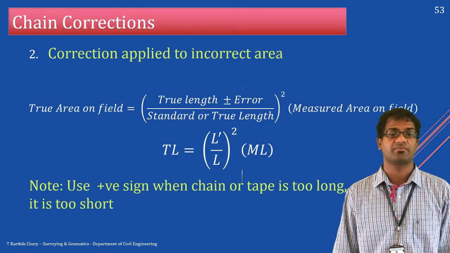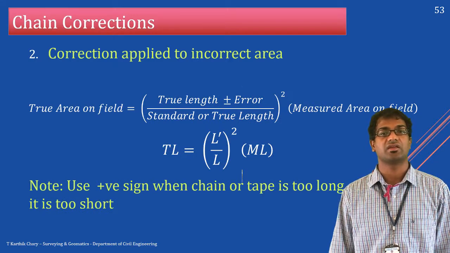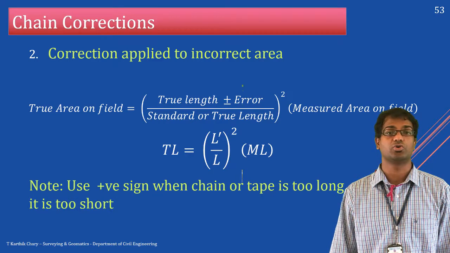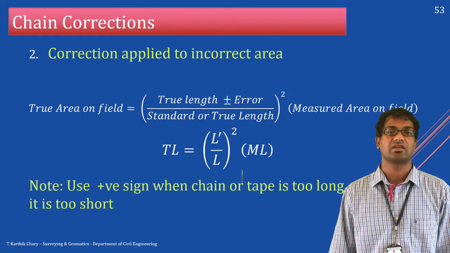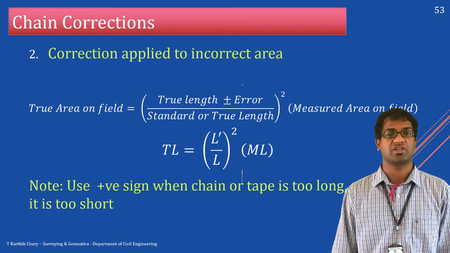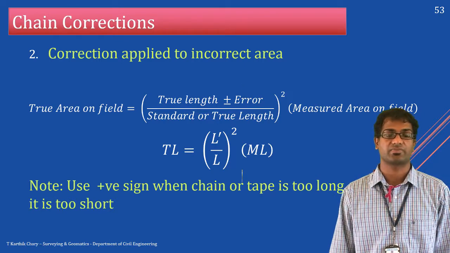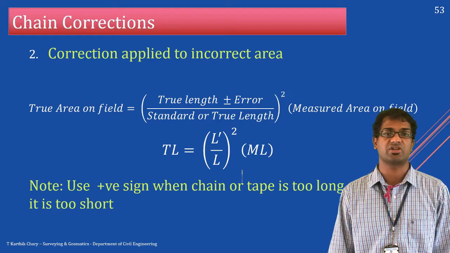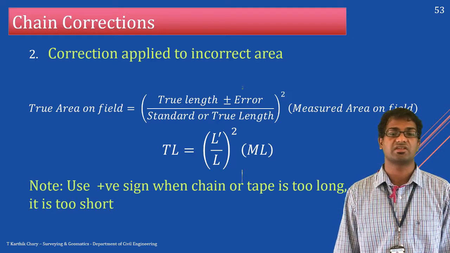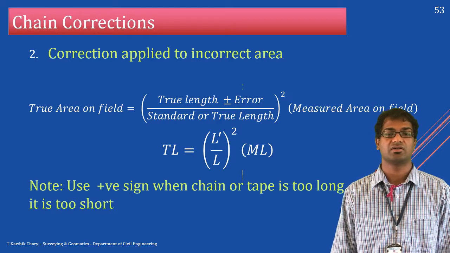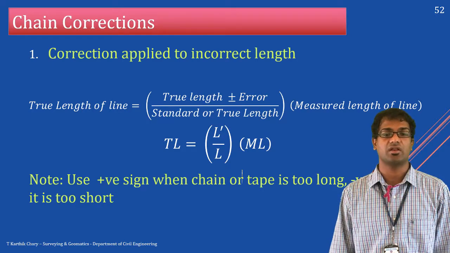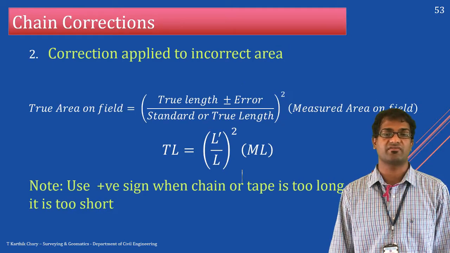In a similar way, you can also calculate the area if you have found that the calculated area is incorrect due to uncertainties in the chain, that is errors. True area is calculated with the same equation. The only change is there is a square here. If you see the previous equation, there is no square. In this equation we have a square.